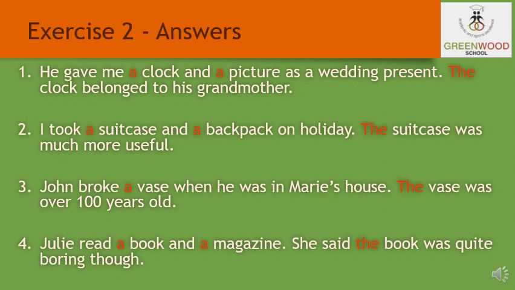John broke a vase when he was in Mary's house. And I am again using the because I am referring to this specific vase which was over 100 years old. Julie read a book and a magazine. She said the book which she read was quite boring though. I hope you have understood when to use a and the.